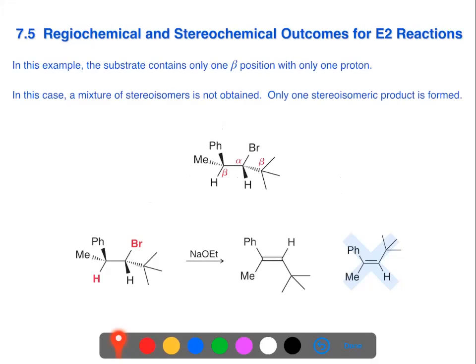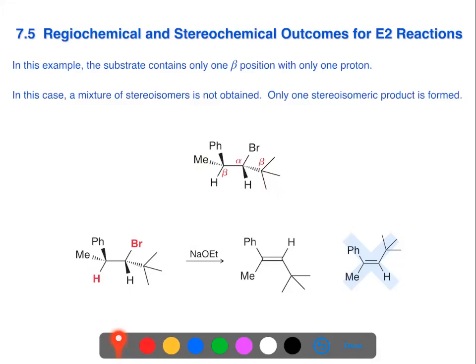Now, let's look at some examples of stereospecificity, where, depending on the stereoisomer that you start with, we ask what type of products you will observe. So we're going to look at a few different examples. In this example, you can see our starting alkyl halide. We have only one beta position that has a hydrogen. It's this position here.